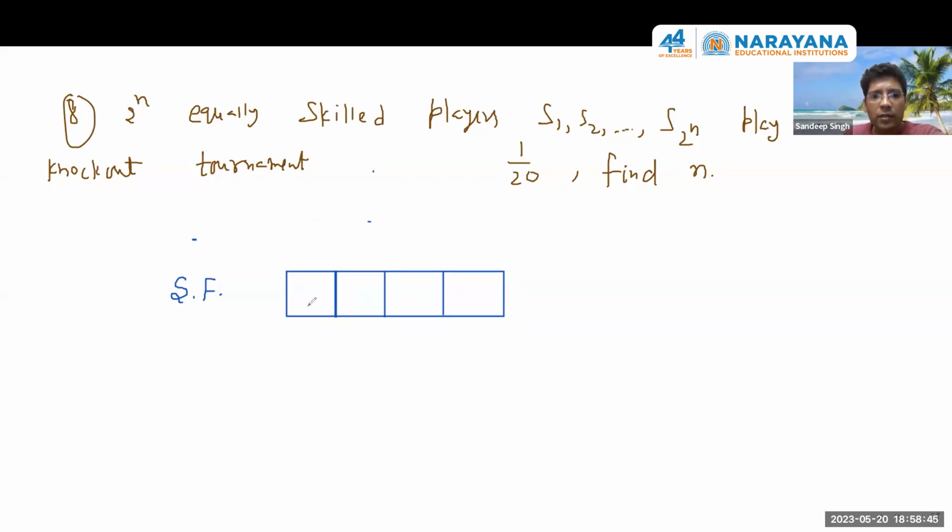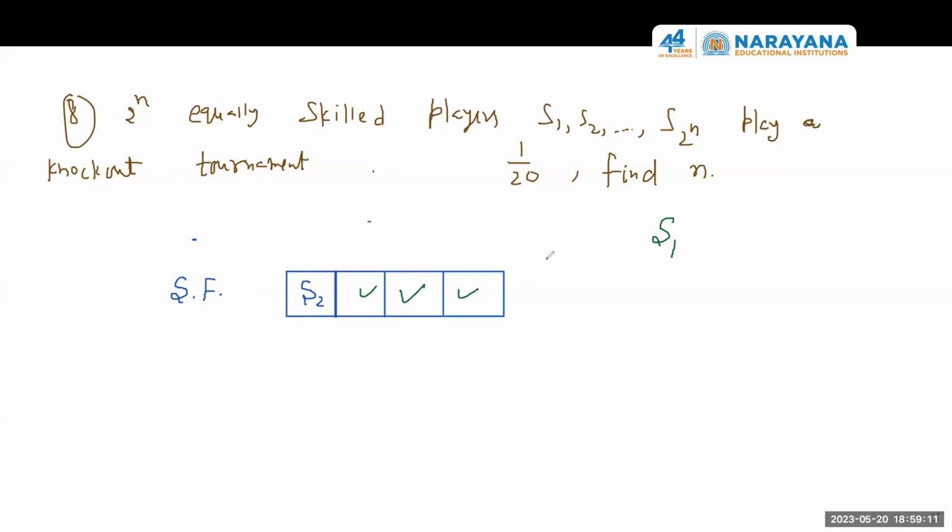See, S2 has already reached the semi-finals. This is the semi-final stage. S2 is somewhere lying here. Now what is going to happen? S2 has already reached the semi-finals. Then what is the chance that S1 will win the tournament? First of all, S1 might be thinking that he must be there among these 3 places which are left. Agree or not?